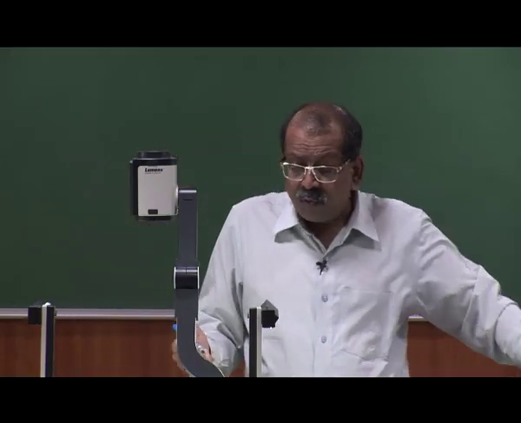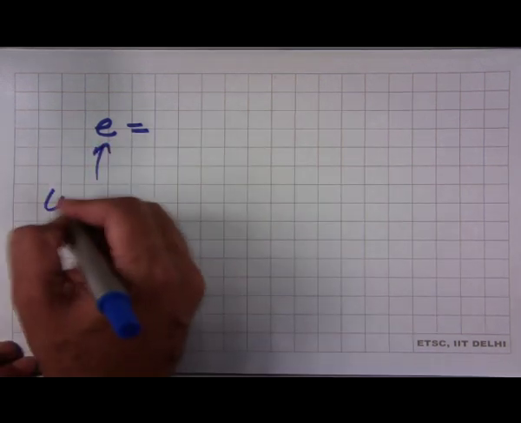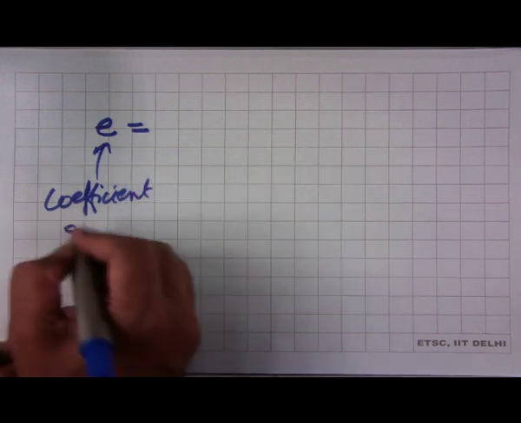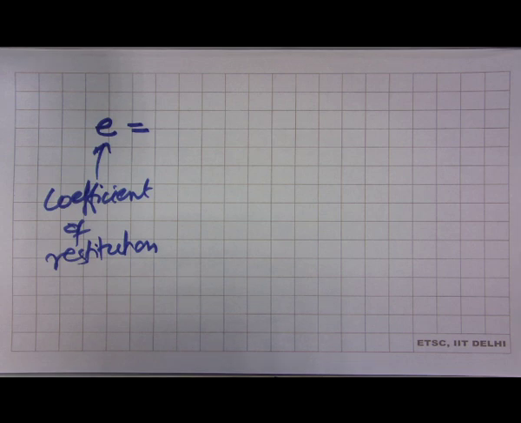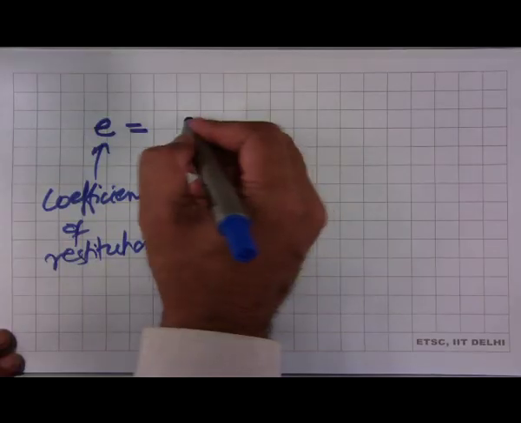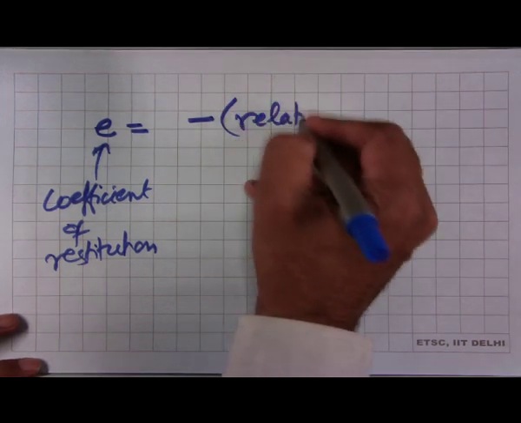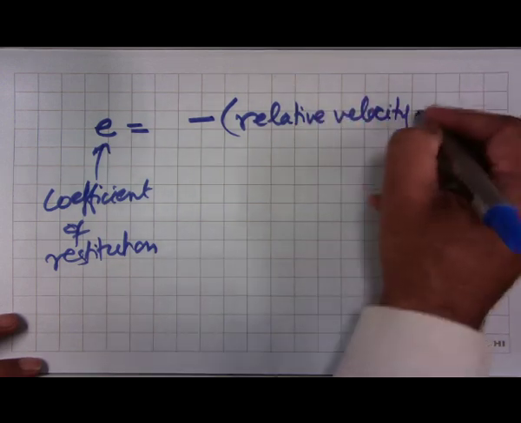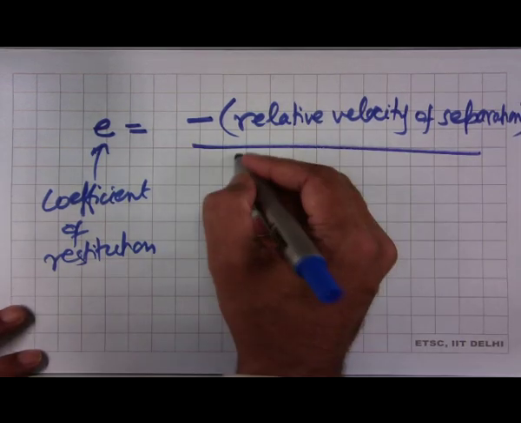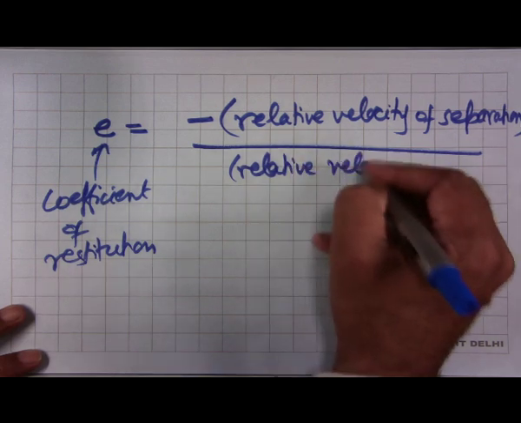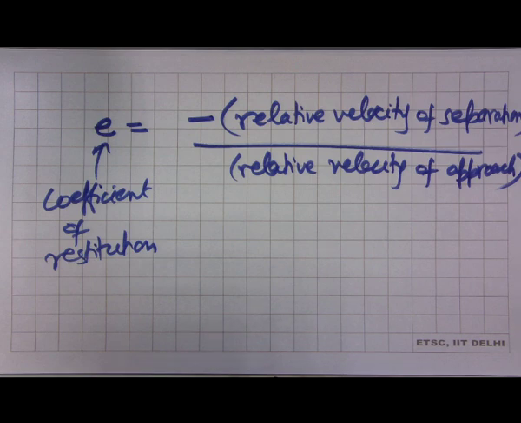Now, how do we work out what E, or the coefficient of restitution, is? And this, as we said, is an empirical quantity. It will be given to you, it depends on the two surfaces between which the impact is taking place, and the way we write E is equal to, let us understand this very well. This will be minus, let us first write this, relative velocity of separation divided by relative velocity of approach.